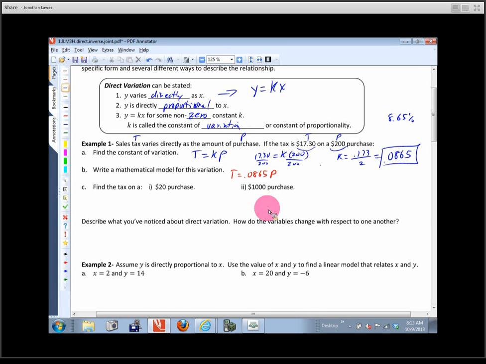So for example, if I made a $20 purchase, how much would the tax be? Well, the tax on a $20 purchase would be directly proportional. So this is going to be 0.0865 times 20. What is 0.0865 times 20? $1.73. So on a $20 purchase, it's only $1.73.